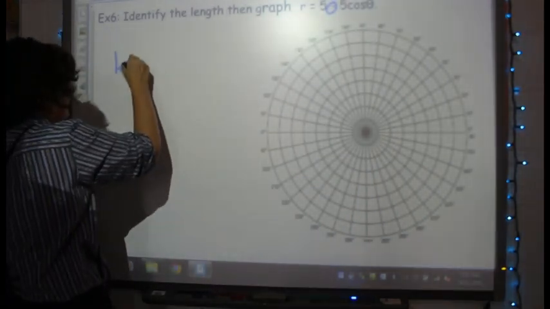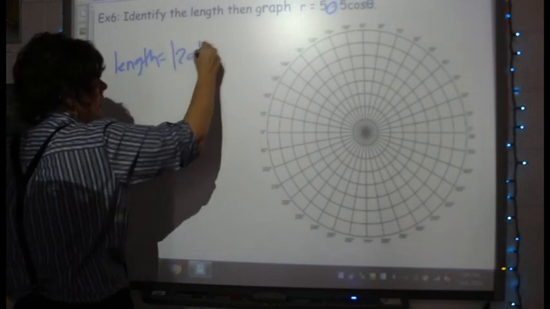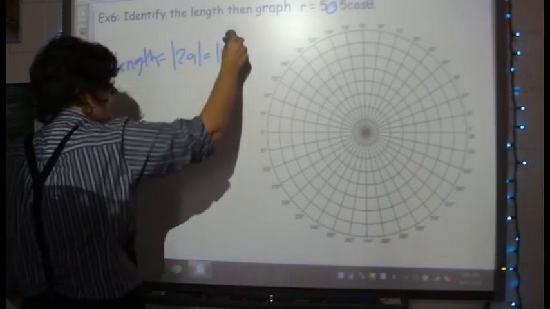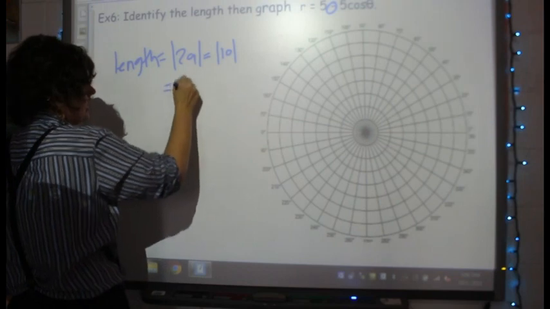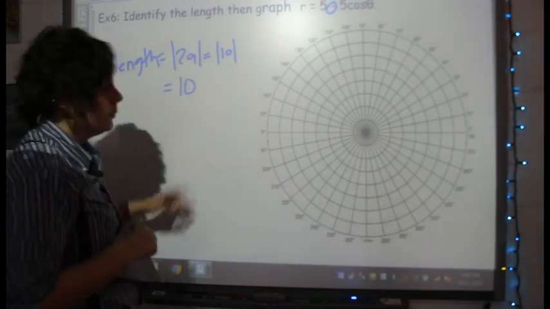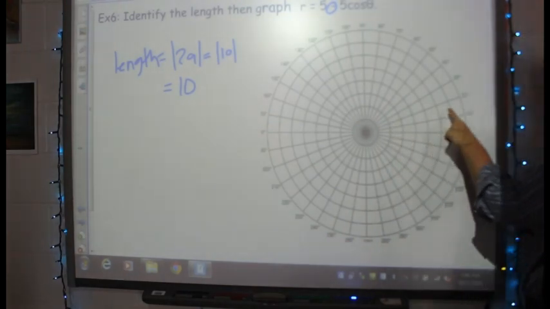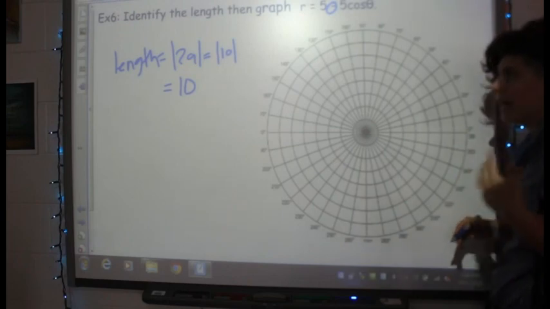We can go ahead and talk about length again. And for the length, it's the absolute value of 2 times A. And in this case, A is 5. So 2 times 5 is 10. And what's the absolute value of 10? Sure enough, it is 10. Very good. Similar to the last problem, I don't have 10 units. If I count them all out, I only have 8. So I have to rescale my graph.